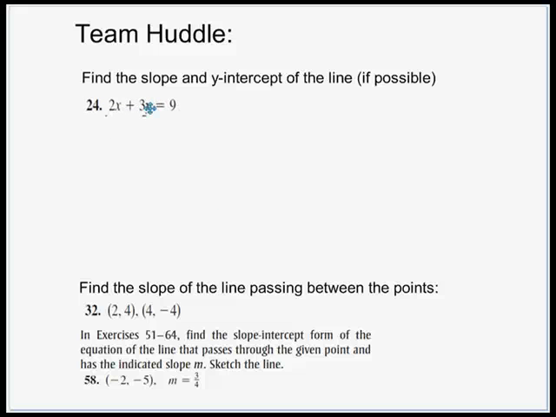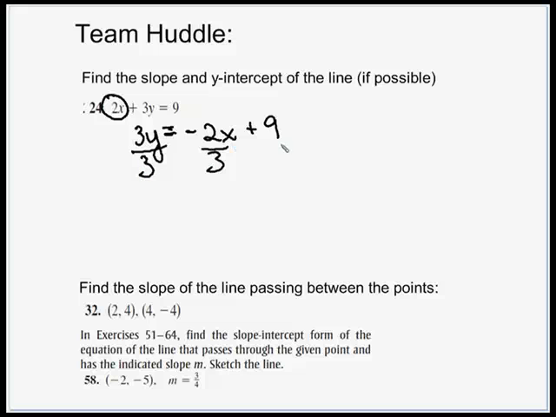Number 24, we're not in slope-intercept form. So the first thing we've got to do is put this in slope-intercept form. I'm going to keep my 3y on the left. I'm going to subtract out this 2x. So now over here there is a minus 2x, and there's still a plus 9 on that side of the equals. Now we're going to divide everything by 3. By 3, by 3. So these cancel. We have y equals negative 2/3 x plus 9 divided by 3 is 3.